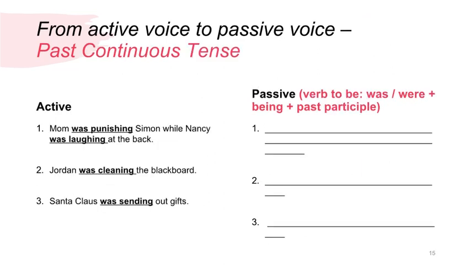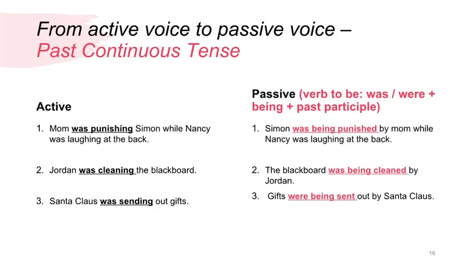Then, we are learning how to turn active sentences into the passive ones in past continuous tense. To turn active verbs into passive, we have to put the receiver at the front of the sentences, followed by a verb to be, was or were, and the word being, then the verb in past participle form at last. There are 3 sentences in active voice on the left. Please pause the video now to write down these sentences in passive voice. The answers are as follows.